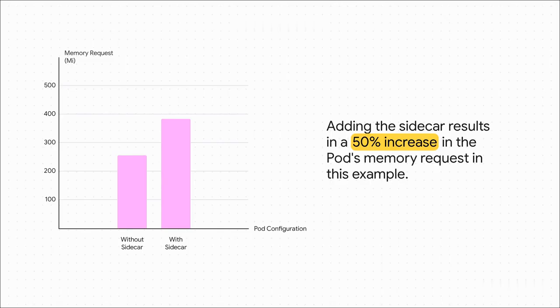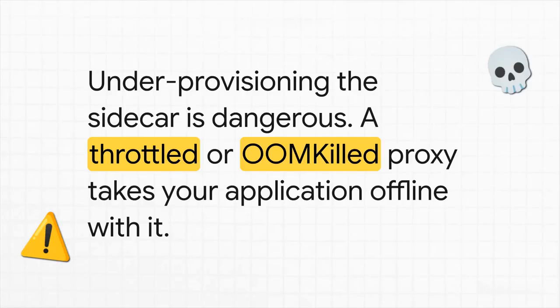That extra overhead really starts to add up and can have a huge impact on your overall cluster capacity. And I need to be super clear about this. This is not a place to try and save a few bucks. You cannot under-provision the sidecar. If that Envoy proxy starts getting its CPU throttled, or worse, runs out of memory and gets OOM killed, it takes your application's network down with it. Your app could be running perfectly fine, totally healthy, but to the rest of the world, it's gone, completely offline.